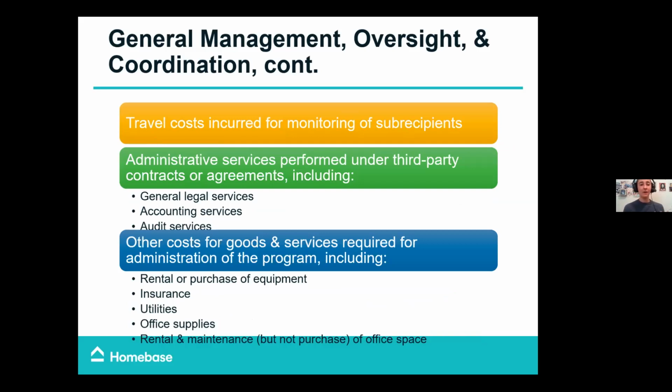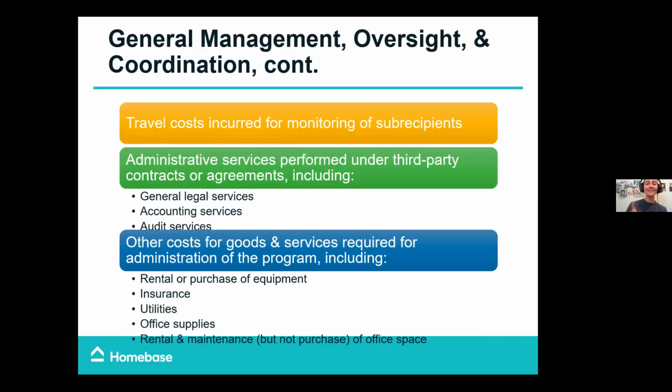under admin. This next slide just covers some other delineated costs that you can charge under this general management oversight and coordination component of admin: travel costs for monitoring if you have subrecipients, some general legal services, accounting services, audit services, and there's a list of some other eligible costs here.